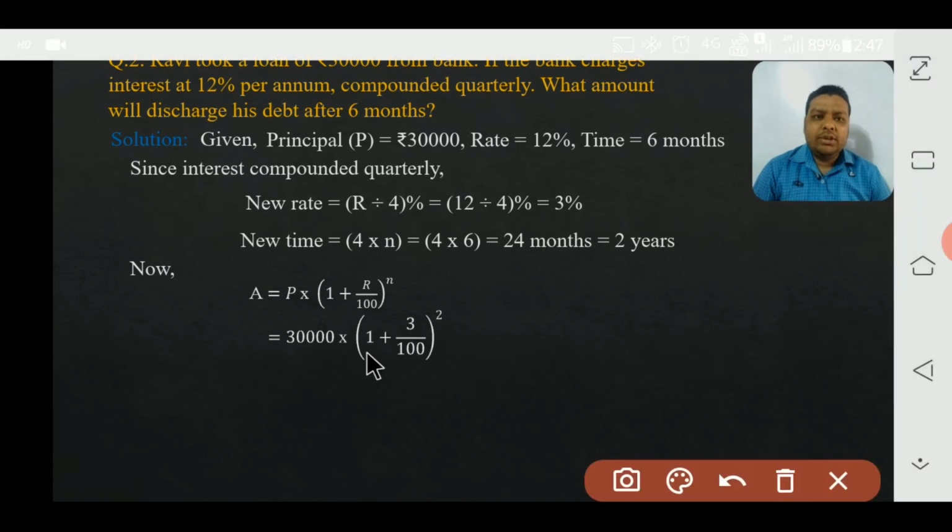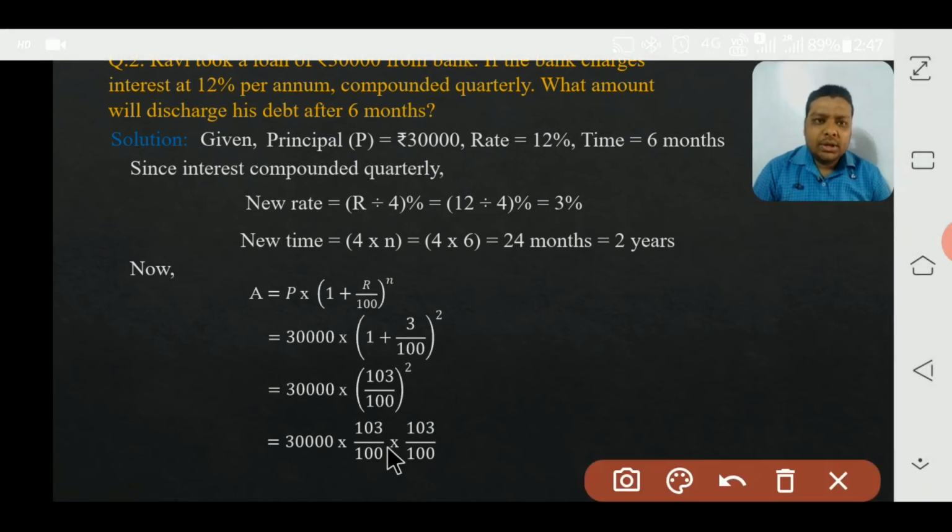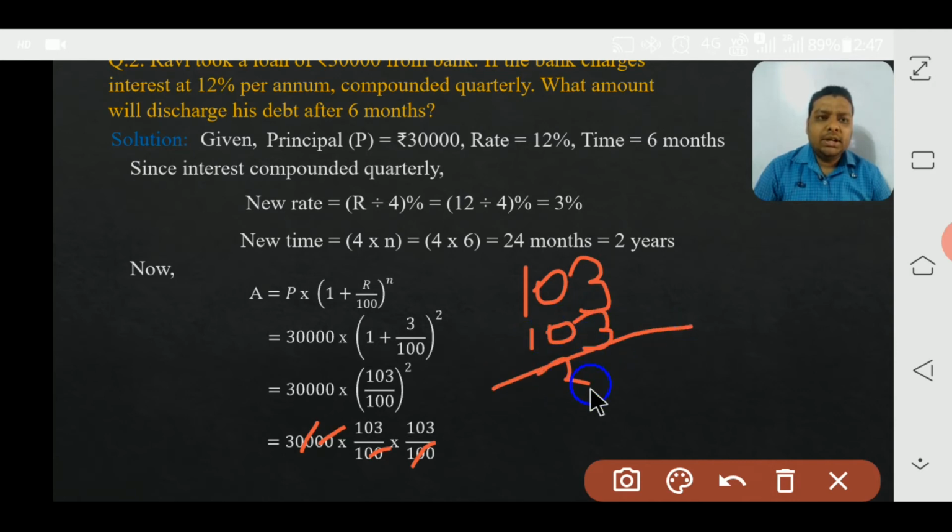Now if you solve it, here 1, again the LCM will be 100, then 100 plus 3, 103 by 100 to the whole square. It means we can multiply it 2 times. Now let's solve it. Here 20 20 will cancel, again 20 20 will cancel. It means 103 into 103, at first multiply, it will be 309, then 0 0 0, then 103.